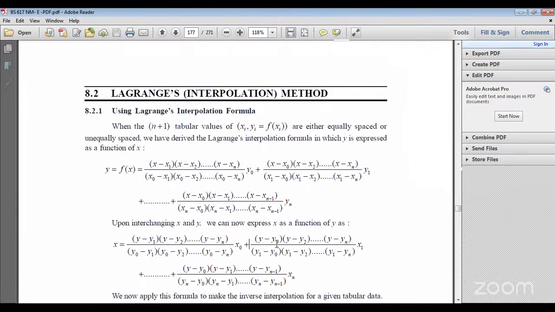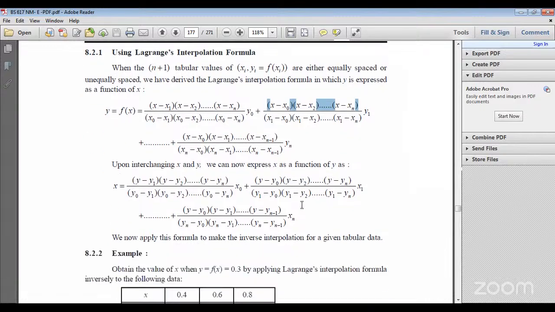So see here first Lagrange's formula, how it came. x minus x1, x minus x2, and so on, x minus xn, over x naught minus x1, x naught minus x2, and so on, x naught minus xn, into y naught. And the condition we are applying here: x minus x naught, x minus x2, and so on, x minus xn, into y1. There is no x1 here, there is no x naught here. Then x minus x naught, x minus x1, x minus xn minus 1, over xn minus x naught, xn minus x1, and so on, into yn.